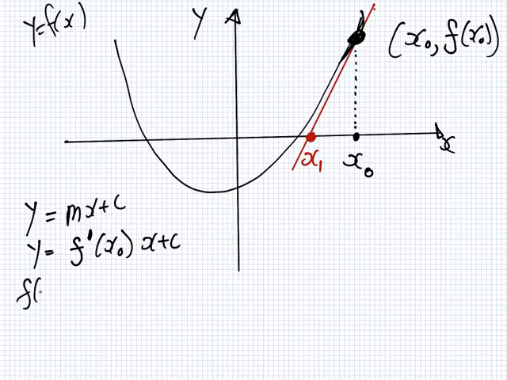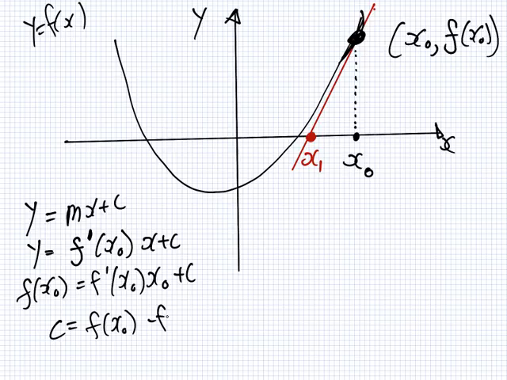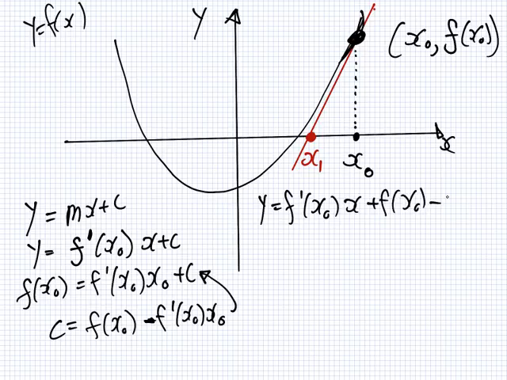We get f(x0) equals f'(x0) x0 plus c. So c equals f(x0) minus... Is it okay? Yeah. So c equals f(x0) minus f'(x0) x0. We can put that back in, and we get y equals f'(x0) x plus f(x0) minus f'(x0) x0.